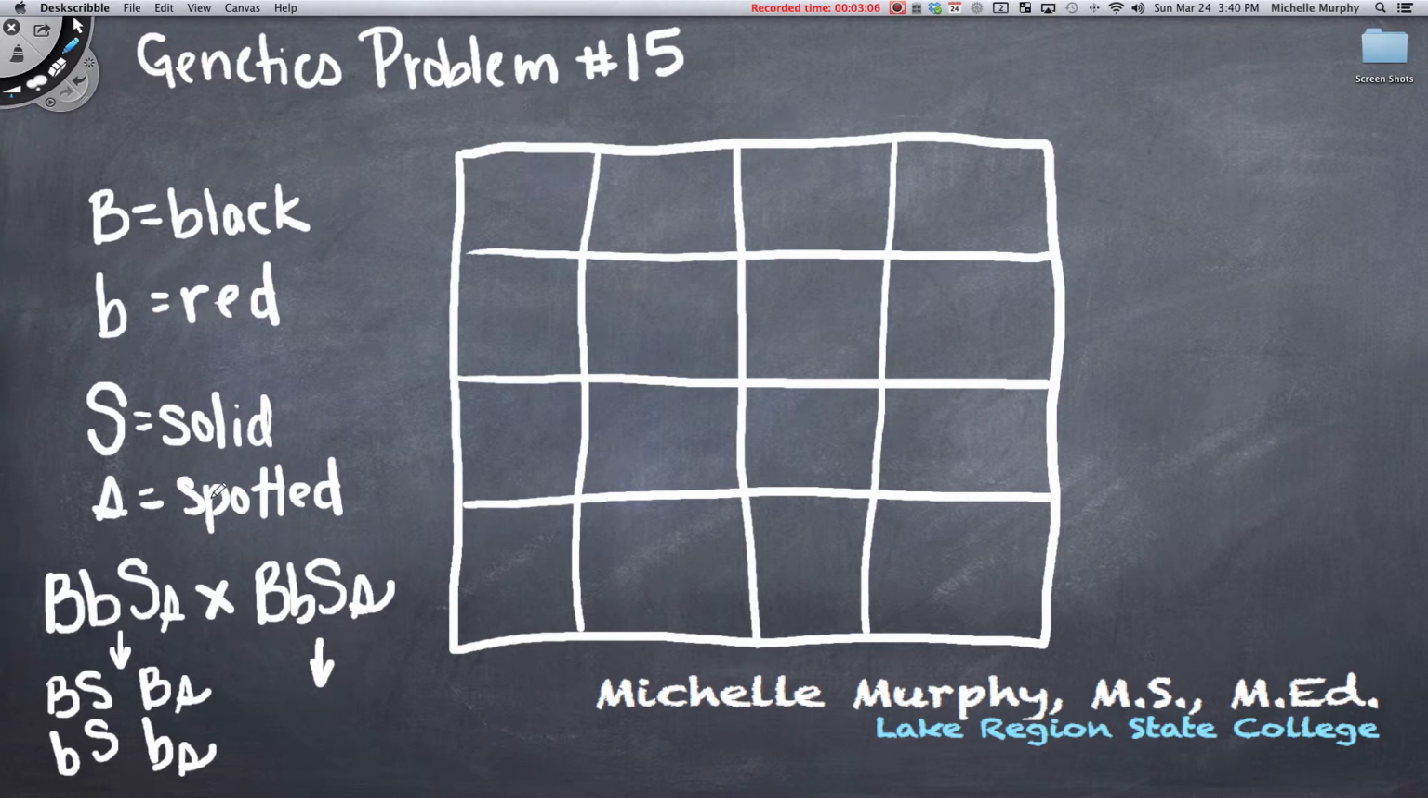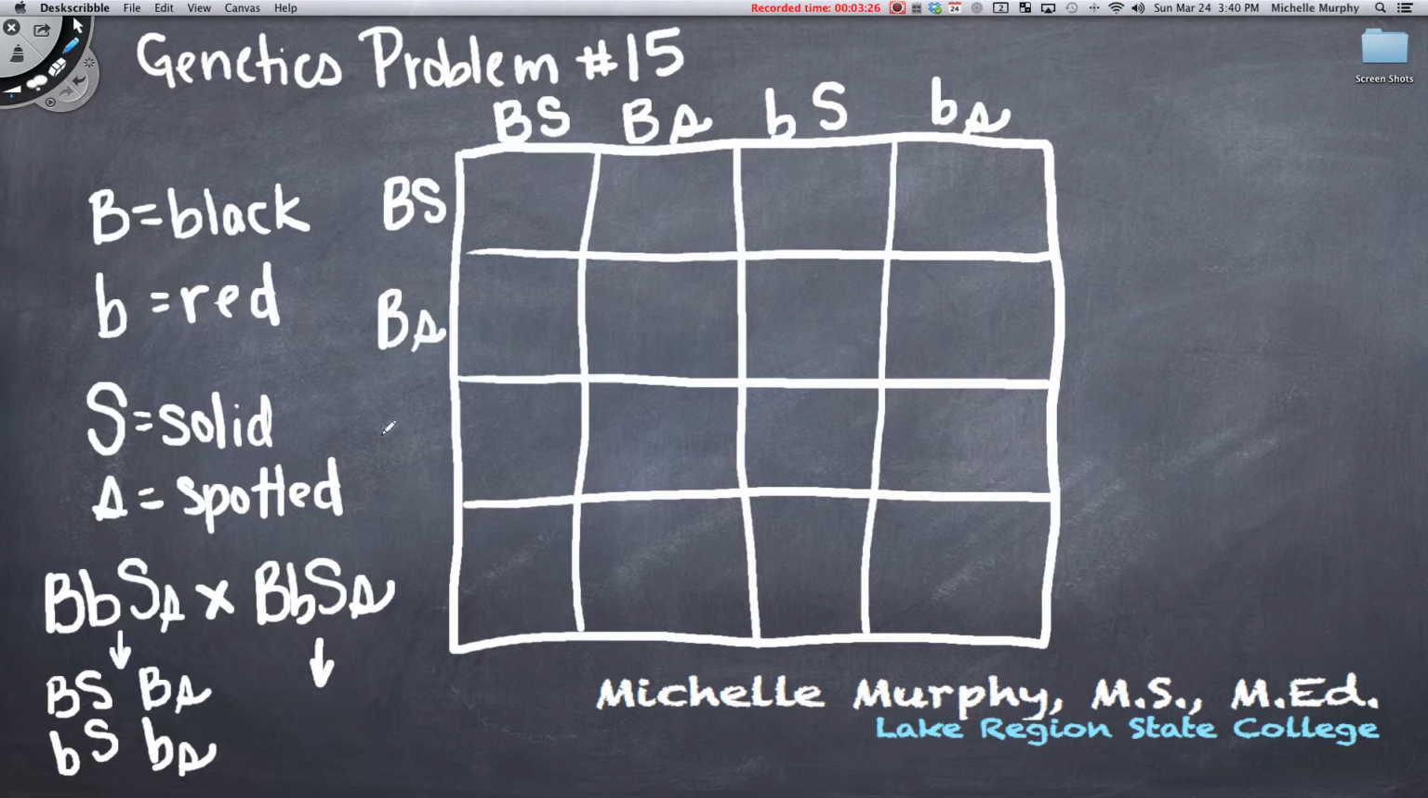So for each of the boxes, we put one of these combinations because we don't know which egg and sperm it's going to be. So big B, big S, big B, little s, little b, big S, little b, little s. Same thing here. Big B, big S, big B, little s, because we don't know which egg and which sperm are going to pair up.